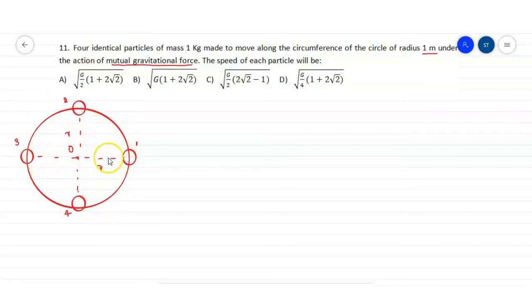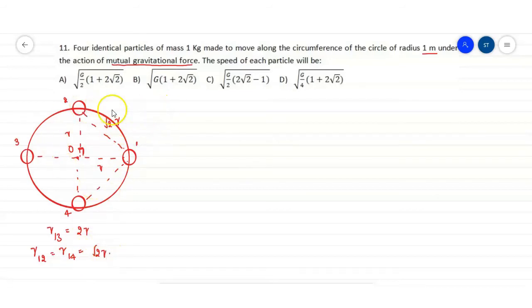Now if I want the distance between particle 1 and 3, r13, that will be the diameter distance 2r. Now if you see, the distance between 1 and 2 and 1 and 4 will be equal, symmetrical situations. And how much will that be? R12 and R14. If you consider this triangle, this is a right angle triangle. Two sides are r, then the hypotenuse will be root 2 r. You can simply use Pythagoras theorem. So R12 and R14 both are equal to root 2 r.